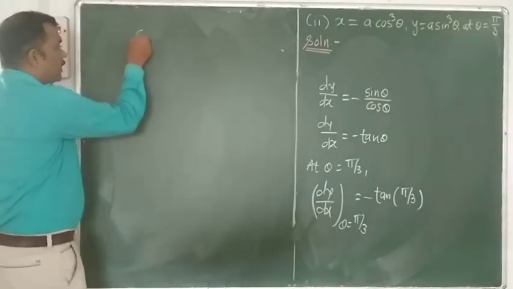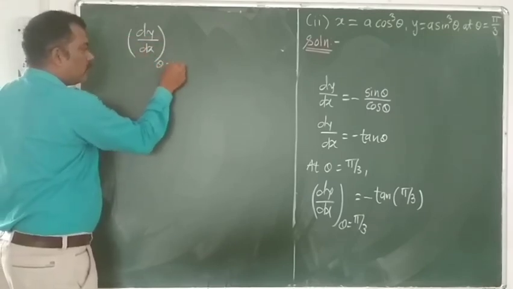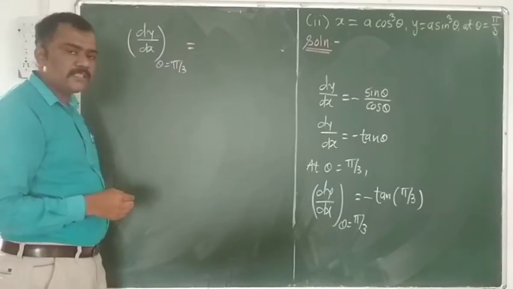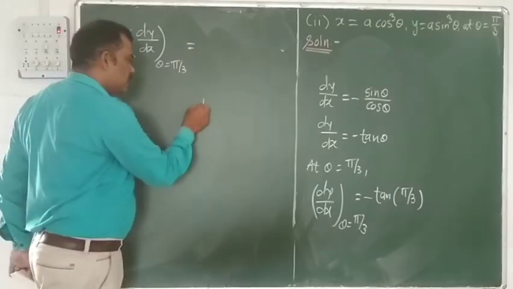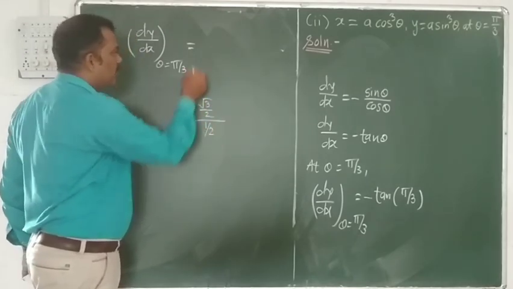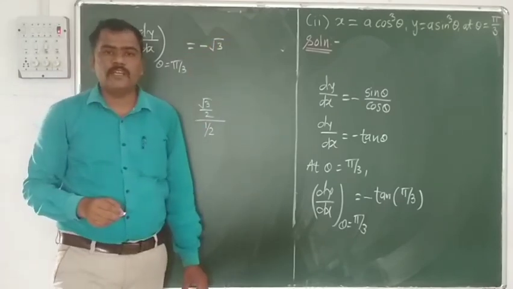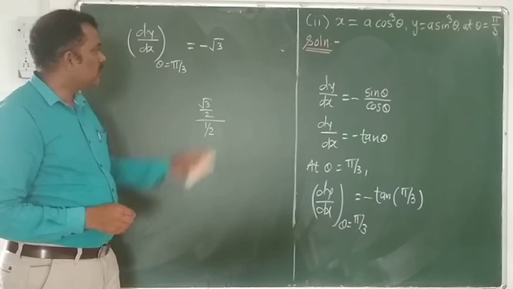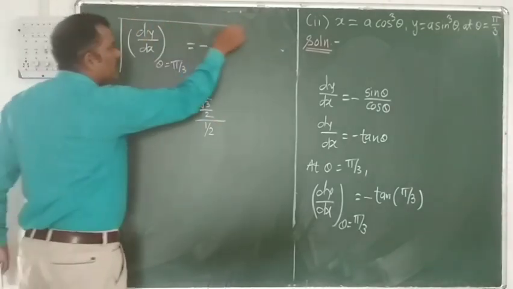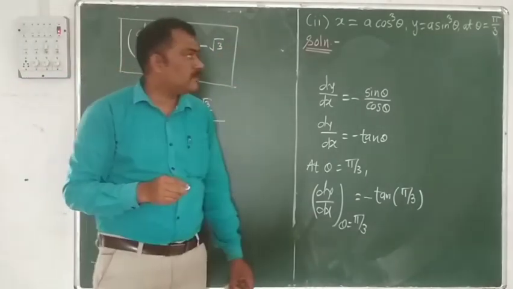So that dy by dx at theta is equal to pi by 3 is equal to tan 60 degrees. Tan 60 means sin 60 upon cos 60. Sin 60 is nothing but root 3 by 2. Cos 60 is nothing but 1 half. The 2s get cancelled, so that we get root 3. That is, tan 60 is nothing but root 3. Due to the minus, we get minus root 3, which is the required answer.